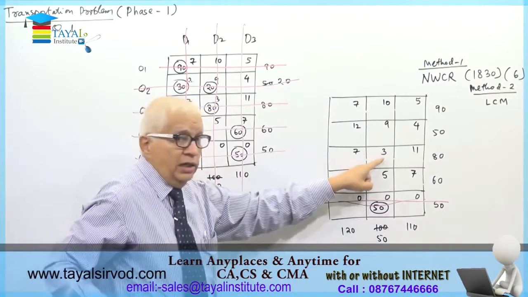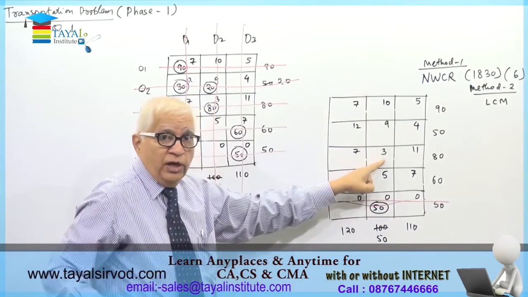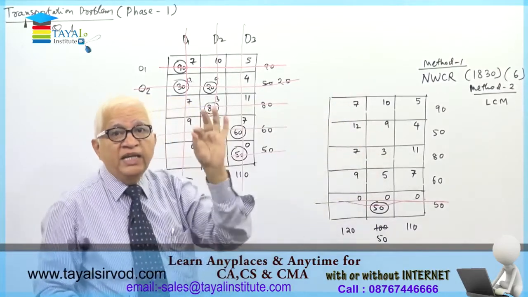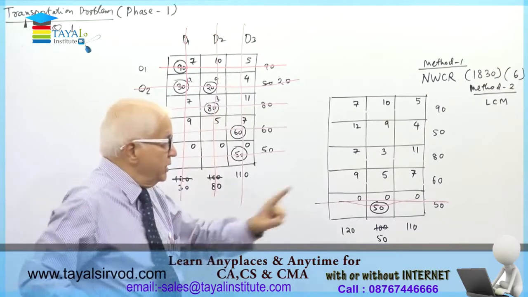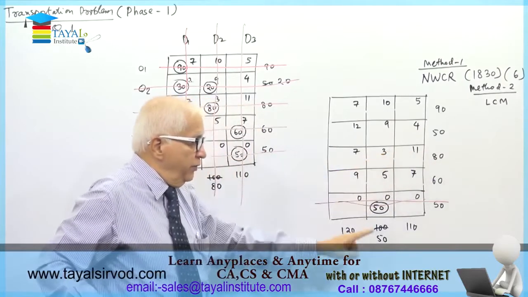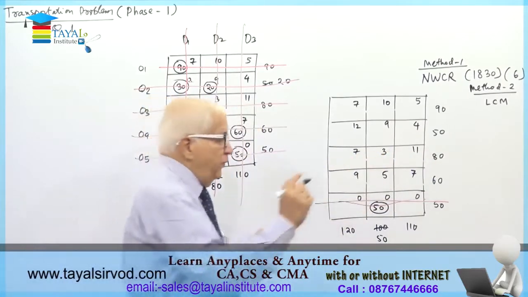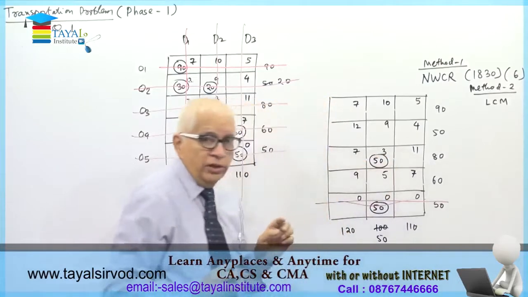Why am I choosing this cell? Because out of the whole matrix, this is the lowest cost. Therefore, I am choosing this cell. What is the name of the method? Least cost method. So, at every stage, you find out the least cost in the matrix. This is the least cost in the matrix. 80 units are available, 50 units are demanded. Therefore, my allocation can be maximum 50 units. So, I make this allocation.